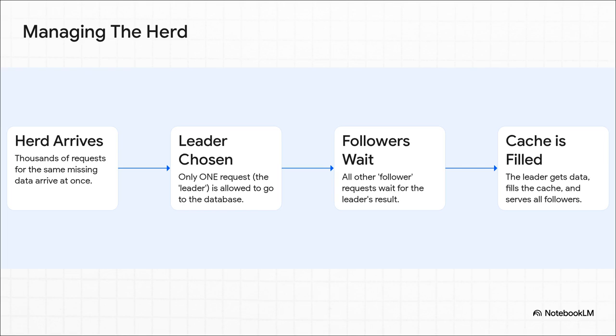So how does Uber handle this herd? Okay, their solution is just brilliant. CacheFi is smart enough to see this whole herd of requests arriving for the same thing. And it basically picks just one request and says, okay, you're the leader. Only you get to go to the database. Everyone else, all the followers, they just wait. Once the leader gets the data, it puts it in the cache and then shares it with all the followers at the same time. The herd is managed and the database stays safe.